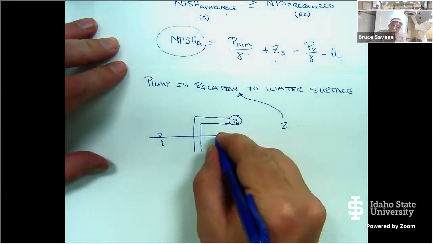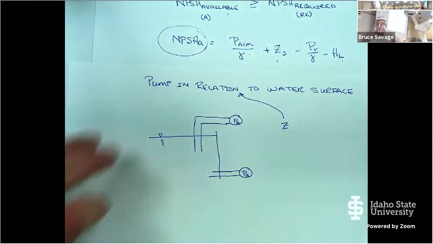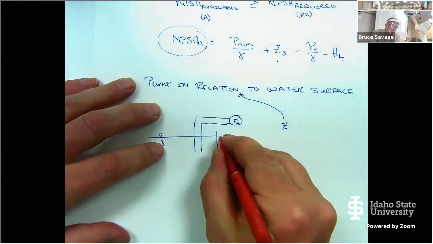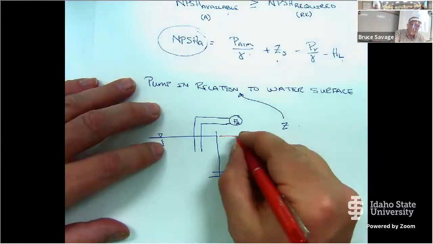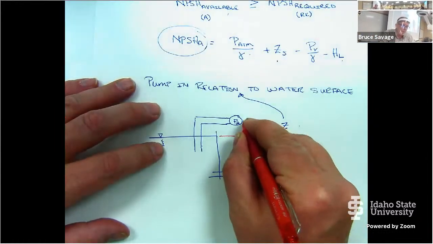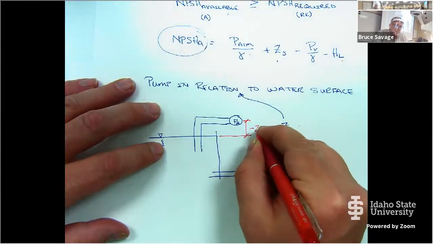So if I go above my water surface, I'm actually lifting the fluid above the water surface, and that's going to take additional energy. So any kind of a lift of the water surface up to the center line of the pump is going to be a negative Z.